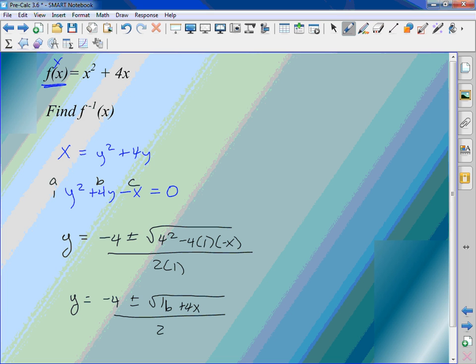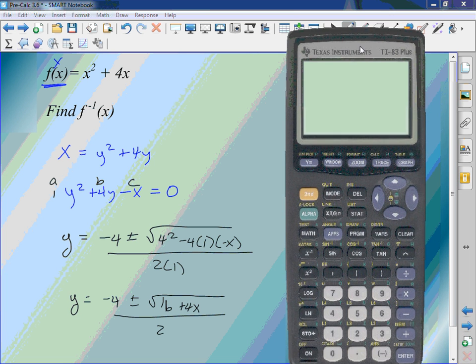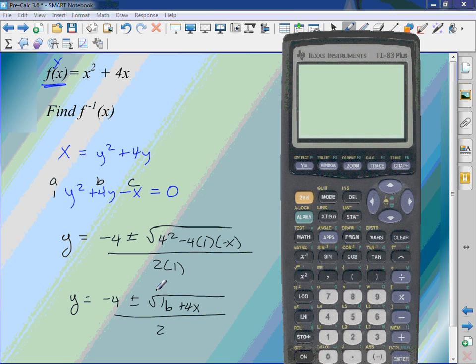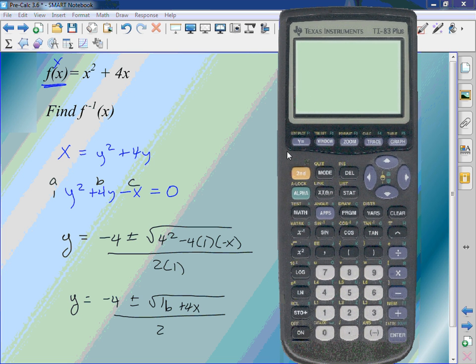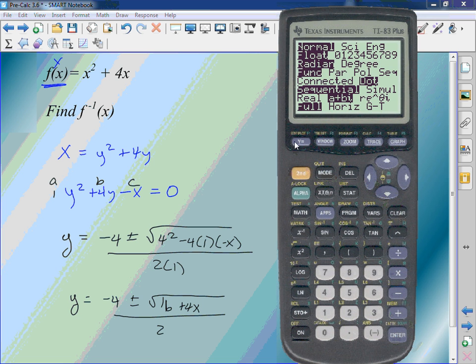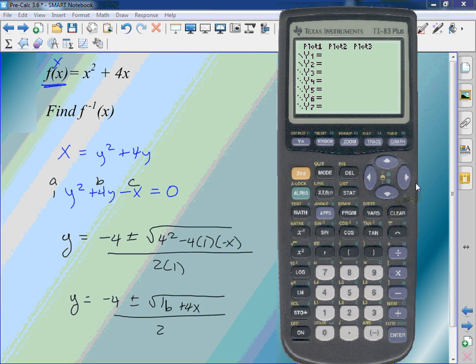Now this right here, it's hard to see what it is. I'm going to get out my calculator. If I graph this, how do I graph this in my calculator? Negative 4, actually I need to put parentheses, negative 4 plus square root 16 plus 4x, end parenthesis for the square root, end parenthesis for the top, divided by 2.